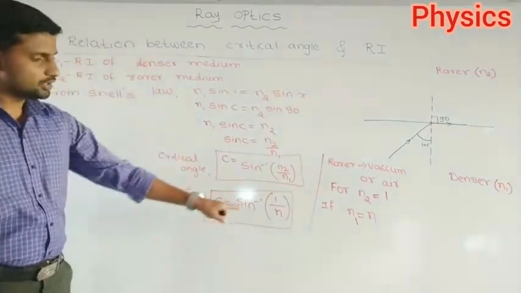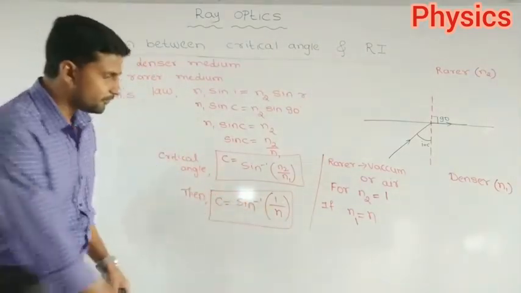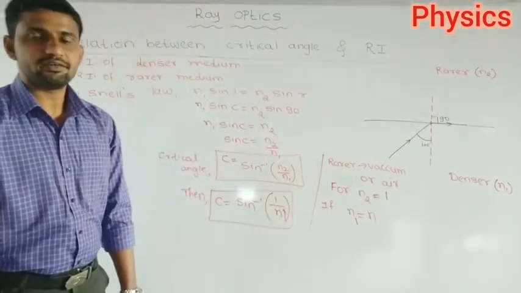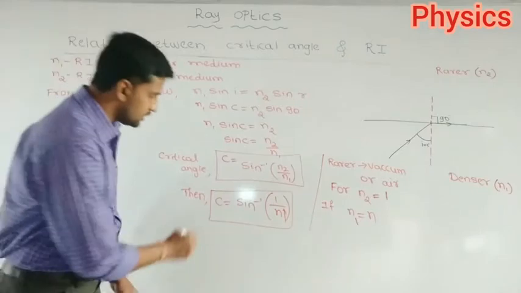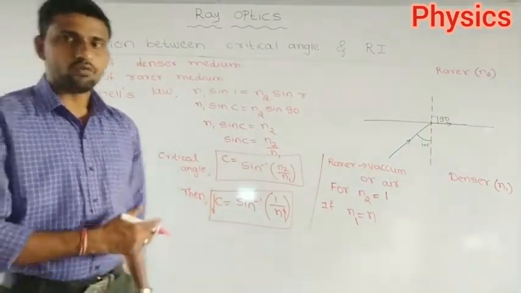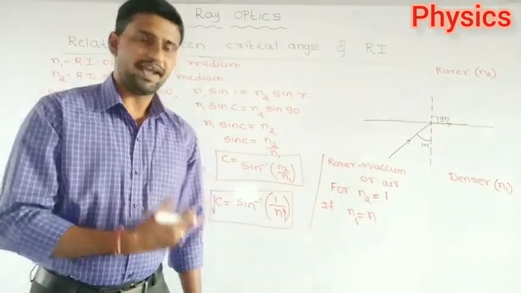From this equation, you can observe that if the refractive index of the medium increases, then the value of the critical angle decreases. Now we will see this by one example.